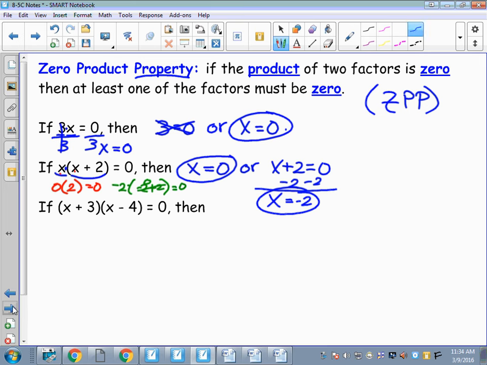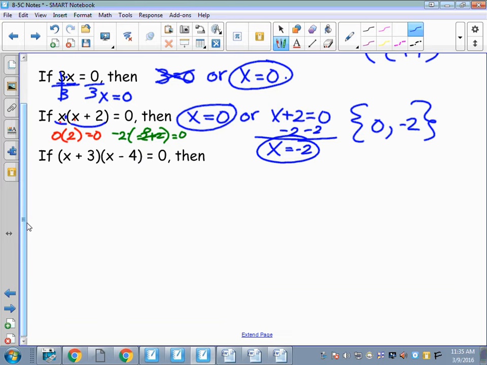And the first one, we only had one solution. In the second idea, we have two solutions. So we put them in a nice little solution set. And we say, well then, if that's the case, then x is equal to 0 or x is equal to -2.